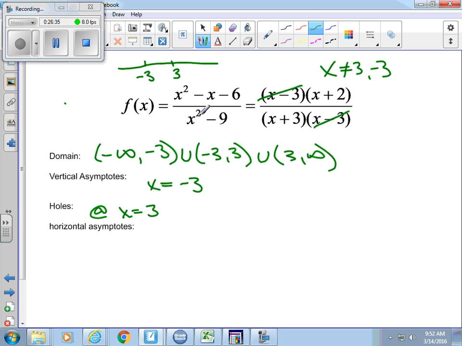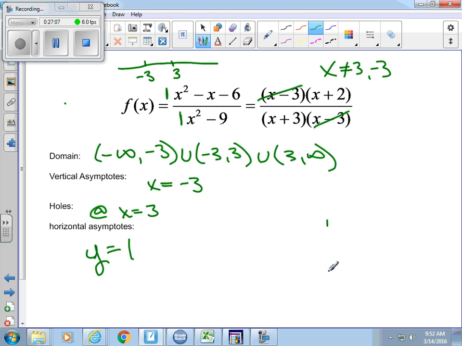Okay, good. This one has the leading degrees the same, right? Everyone see how I know that? The x squared over x squared. So the horizontal asymptote is the ratio of the leading coefficients, 1 divided by 1. And what is 1 divided by 1? So y equals 1 is the horizontal asymptote. You could graph this function and make sure you're right.